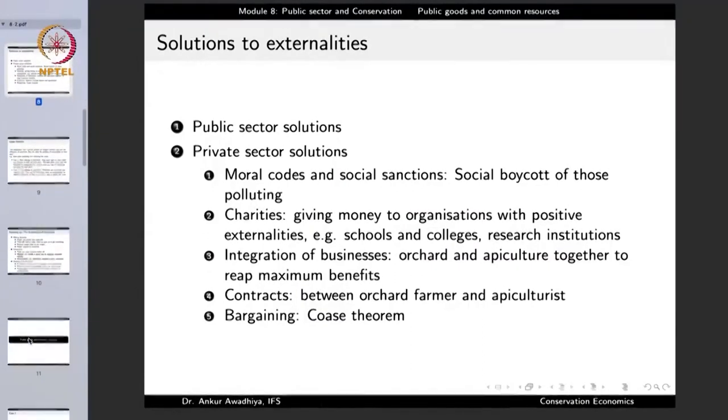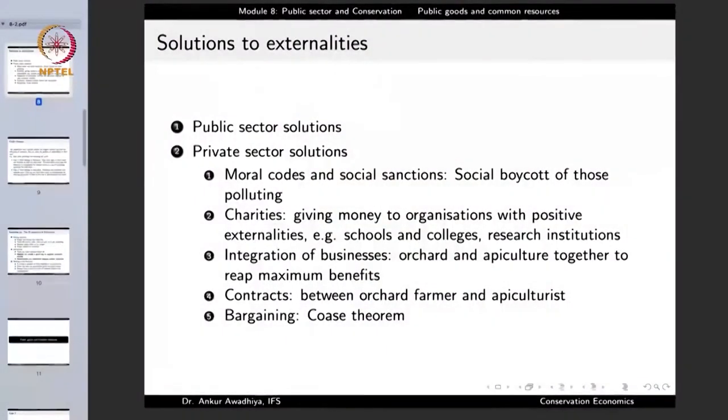Other solutions are the private sector solutions. Moral codes and social sanctions. Social boycott of those who are doing pollution. So in this case, the government is not needed. But what is happening is that the society is doing a boycott of those firms that are doing pollution. And probably the society is encouraging those people who are cutting down pollution, showing an exemplary way of cutting down pollution. Another option is charities, giving money to those organizations with positive externalities, schools and colleges and research institutions.